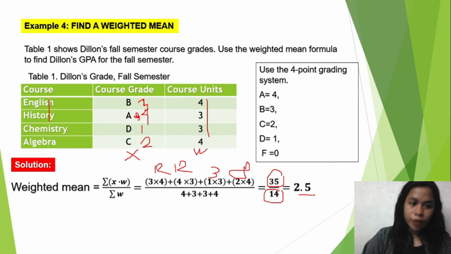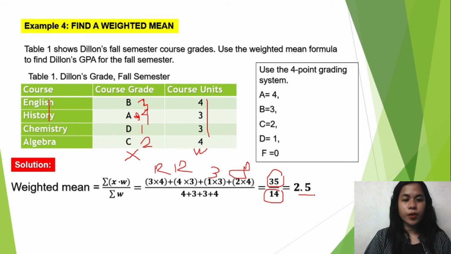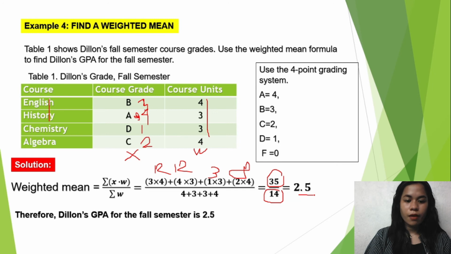So, therefore, the GPA of the loans for the fall semester is 2.5. So, we have here.